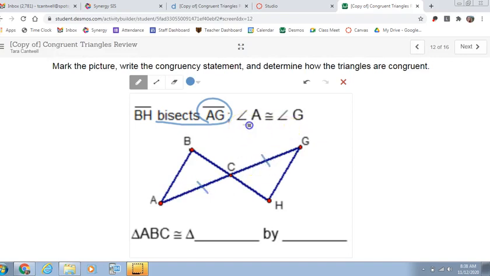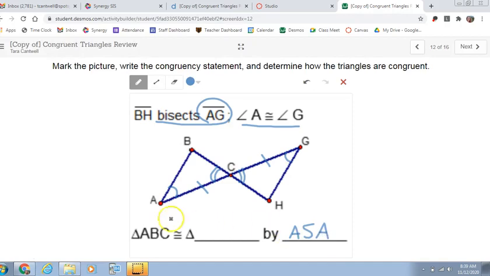We're also told that angle A is congruent to angle G. So angle A down here, and angle G is up here. Now that by itself doesn't tell us we have congruent triangles, but when we look at the picture, we can see that we have vertical angles right here in the center. So this angle C and this angle C are congruent. So we have angle, side, angle congruence, because that side is the included side.